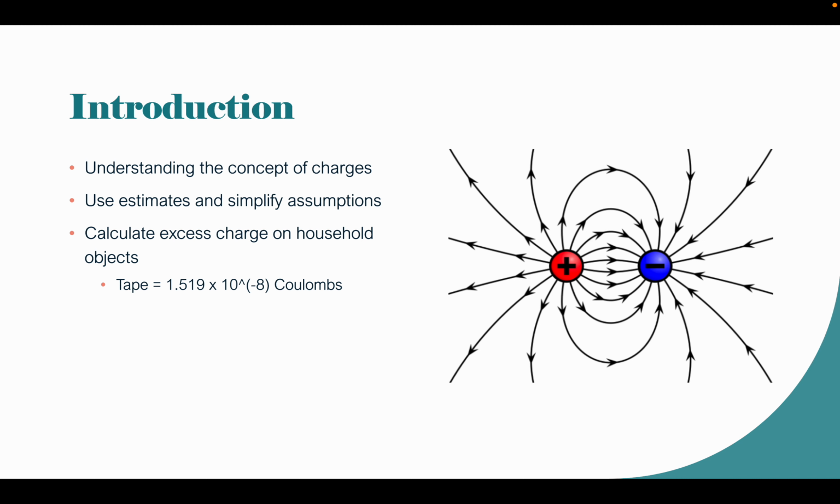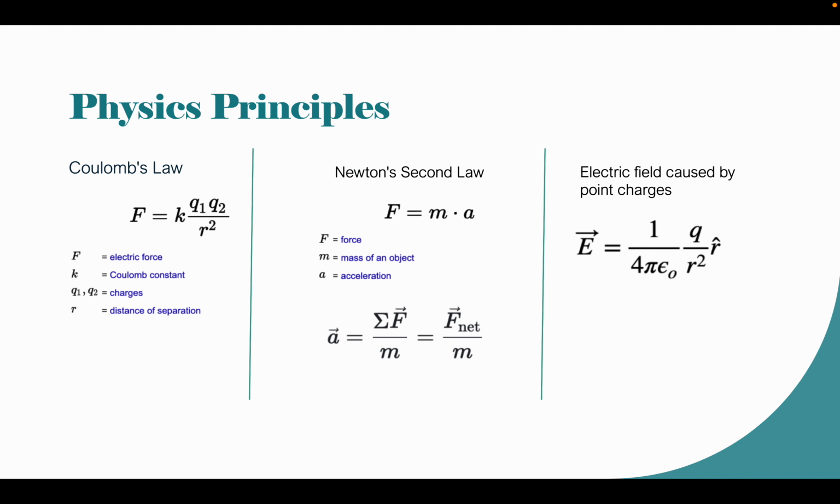So in this experiment, we dealt with the interaction between charged particles, and this helped me learn about the idea of charges and how they affect one another. In order to complete this experiment, I needed to make some estimates and simplify some assumptions in order to actually be able to reach a feasible answer. I was able to kick off this experiment by applying Coulomb's law to find my tape charge of 1.519 times 10 to the negative 8 coulombs. For simplicity, I will discuss the other principles I used before moving on to the actual experiment part.